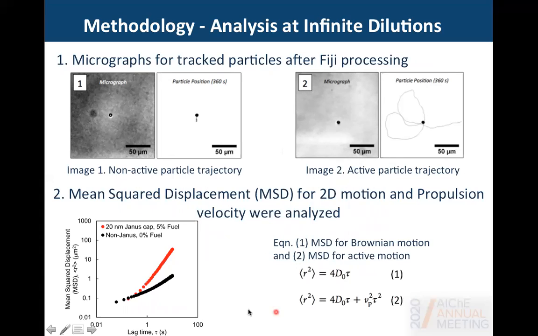Also, this is what a typical MSD plot looks like for non-active, which is a black line, versus active and 5% fuel, which is the red line. What I would like for you to know is the slope of those two lines. You can see how the red line has a much steeper slope compared with the black. And the slope is nothing but the diffusion coefficient for the colloidal particles, which is a direct indicator of particle activity.